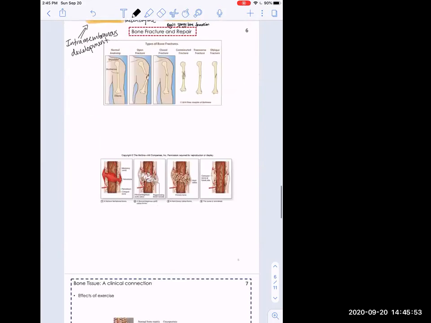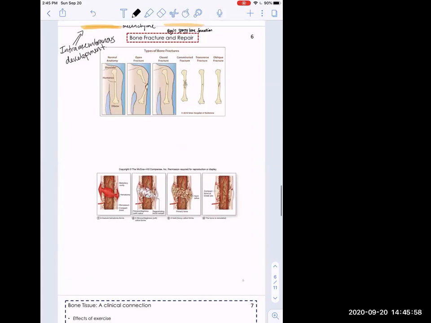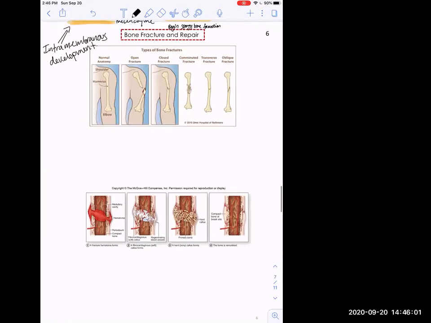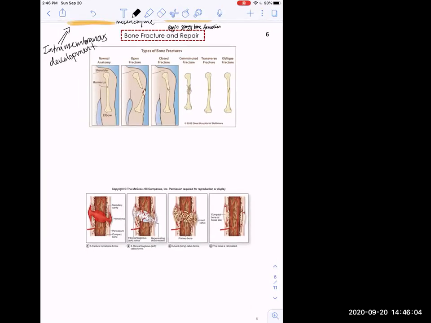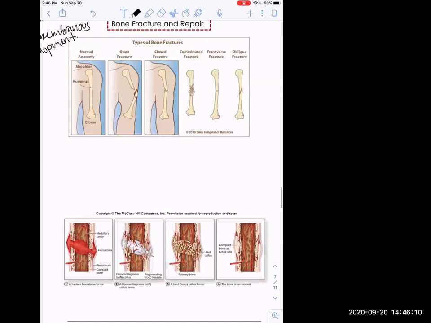So I'm going to briefly talk about bone fracture and bone repair. A little bit about bone fracture first. A bone fracture, of course, is a break in a bone. The word fracture means damage or break to the bone. There are different types of fractures. You can have an open fracture. Oh my goodness. In an open fracture, the bone break usually penetrates the skin. The bones separate, often puncturing the skin.